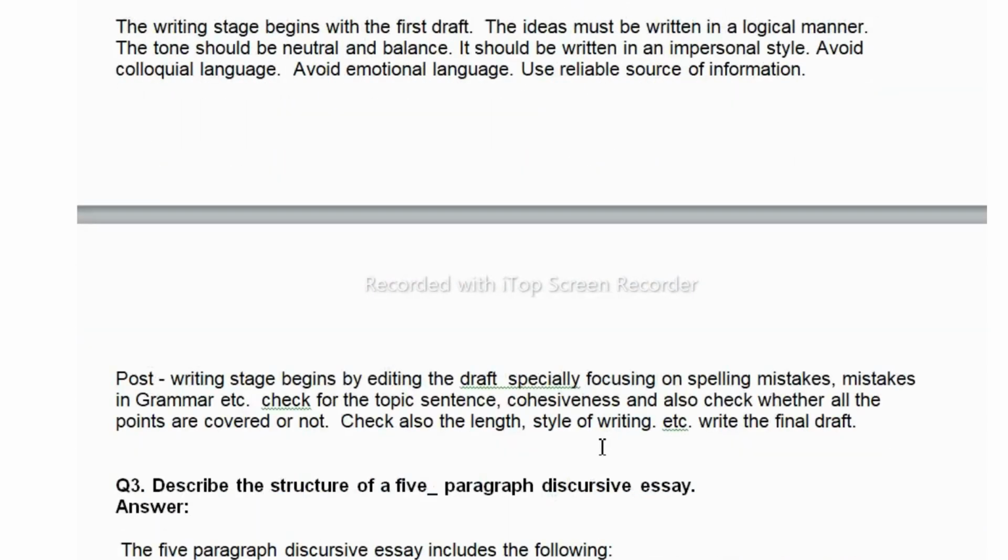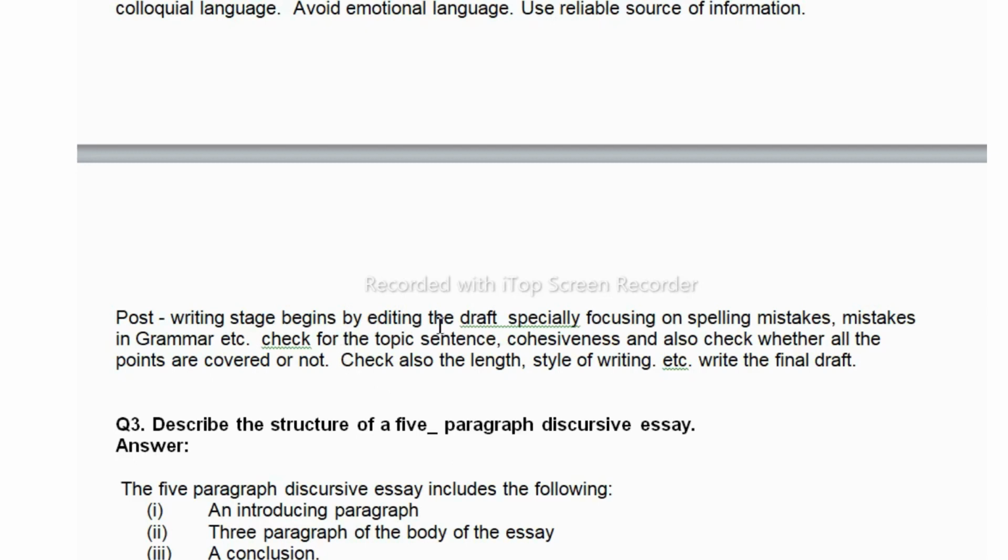Now, the post-writing stage begins by editing the draft, especially focusing on spelling mistakes, grammar mistakes, etc. Check for topic sentence cohesiveness and also check whether all the points are covered or not. Check also the length, style of writing, etc. Write the final draft. So here in the post-writing, you have to check the whole essay, whatever you have written, and give the final reading to your essay.